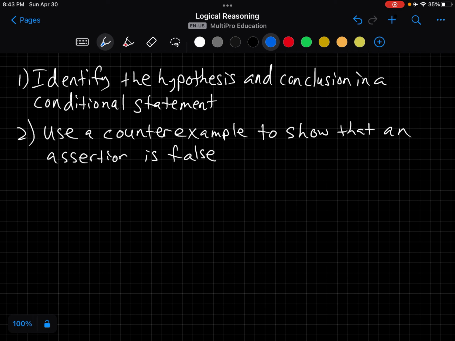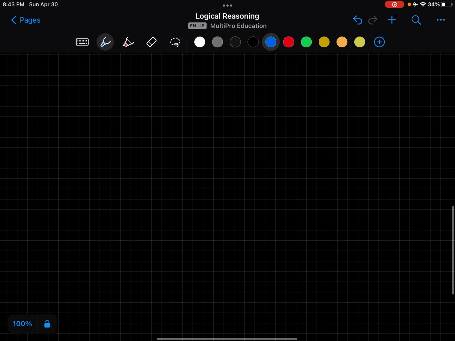So there's two goals today. One is to identify the hypothesis and conclusion in a conditional statement. And the second goal is to use a counterexample to show that an assertion is true. All right, so let's dive on in.